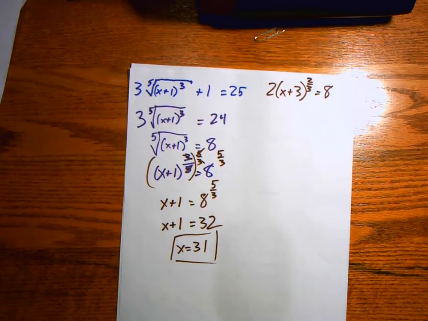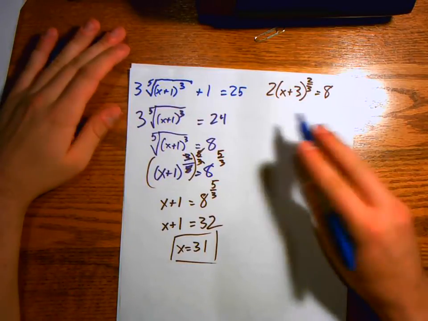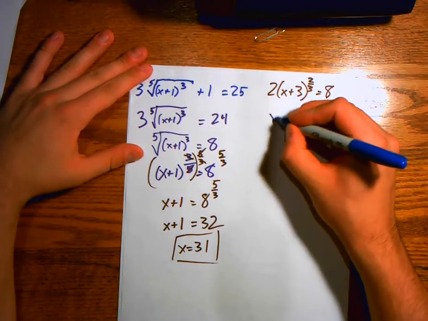The same exact thing can happen to the example on the right. If we have 2 times the quantity x plus 3 raised to the 2/3 equals 8, the very first thing we can do is divide by 2 on both sides.